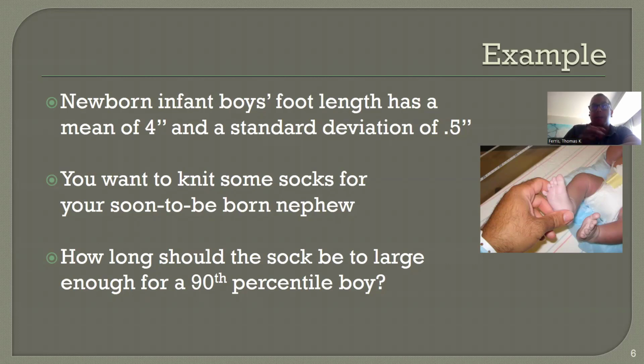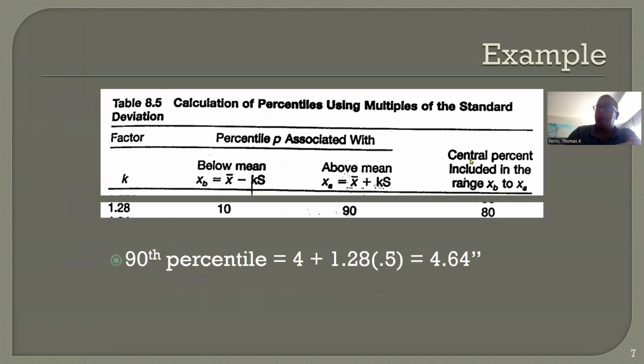So we've got the mean, we've got the standard deviation, we've got the percentage that we want to accommodate, the 90th percentile. Now, wait a minute, why am I going 90th percentile? Because I'm designing for the largest, I'm not designing for the middle. So I find in my table the 90th percentile in this column. It's all about determining what your K value is. In this case, it's 1.28. So I take my mean value plus the K factor multiplied by the standard deviation, and I get 4.64 inches.